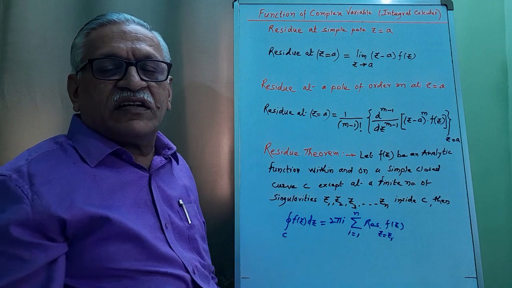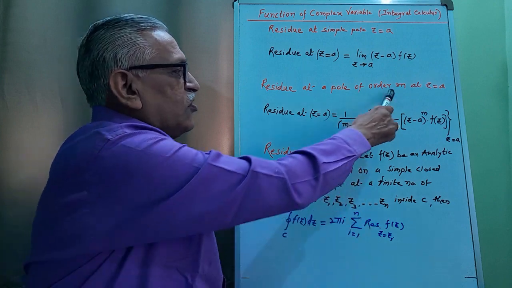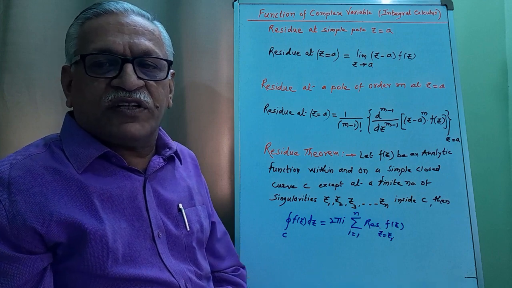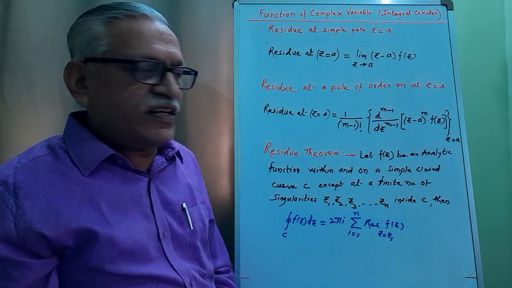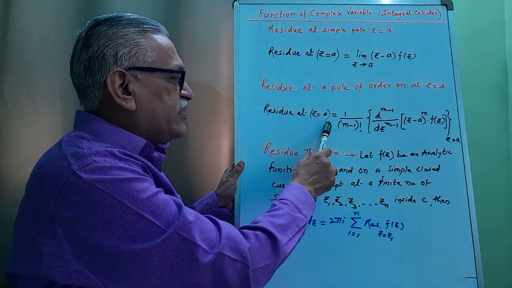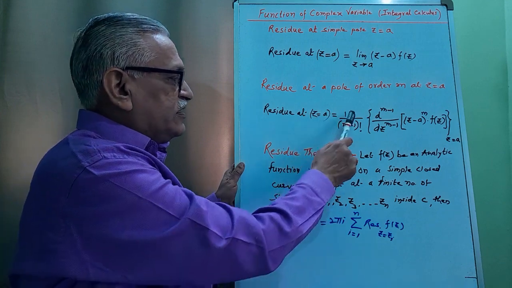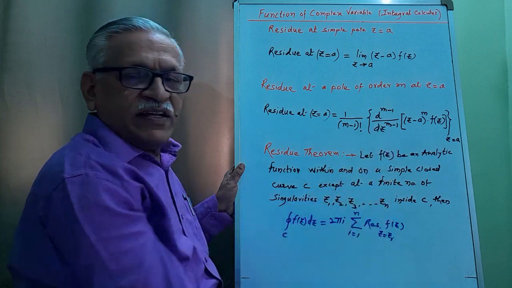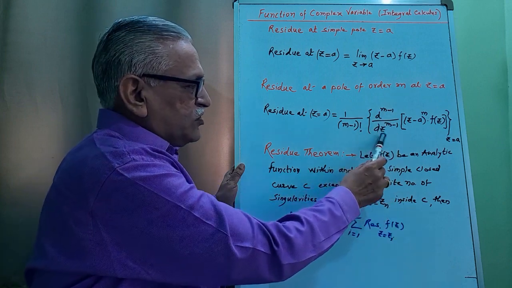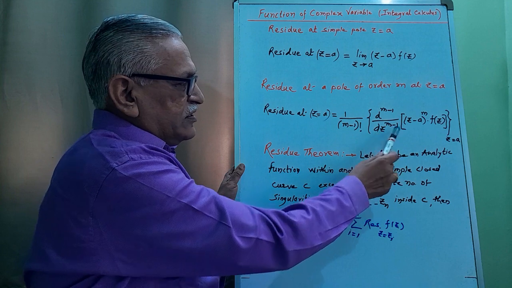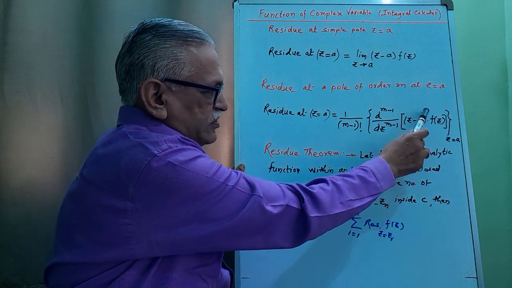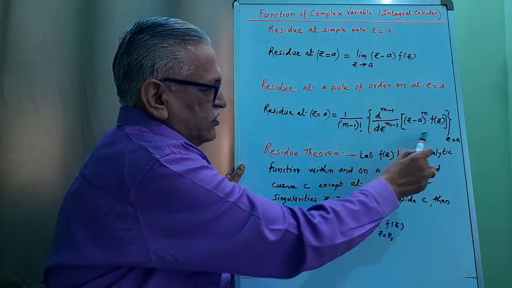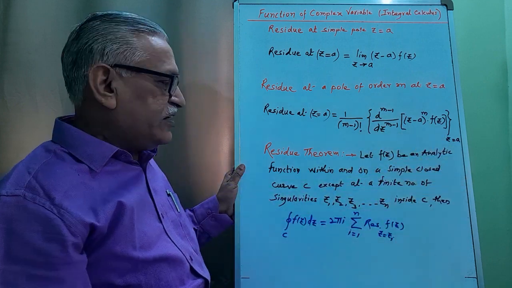Then the second: the residue at a pole of order m at the point z equals a. If that point z equals a is a pole of order m, then the residue at that point is given by 1 upon (m minus 1) factorial multiplied by the (m minus 1)th order derivative with respect to z of (z minus a) raised to m into f(z), and after finding that derivative, its value at z equals a.